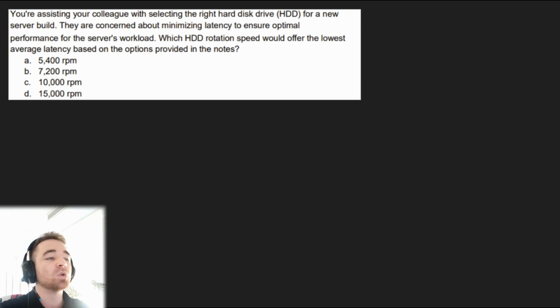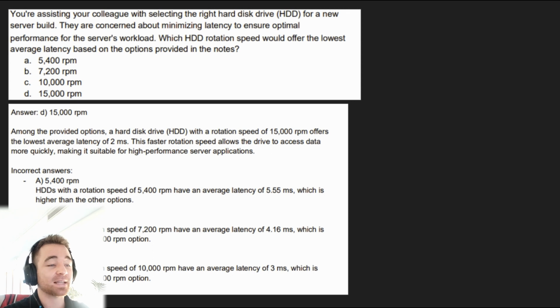Okay, next question. You are assisting your colleague with selecting the right hard disk drive for a new server build. They are concerned about minimizing latency to ensure optimal performance for the server's workload. Which HDD rotation speed would offer the lowest average latency based on the options provided in the notes? A, 5,400 RPM, B, 7,200 RPM, C, 10,000 RPM, or D, 15,000 RPM. Pause the video if you need to. Answer coming now. The answer is D, 15,000 RPM.